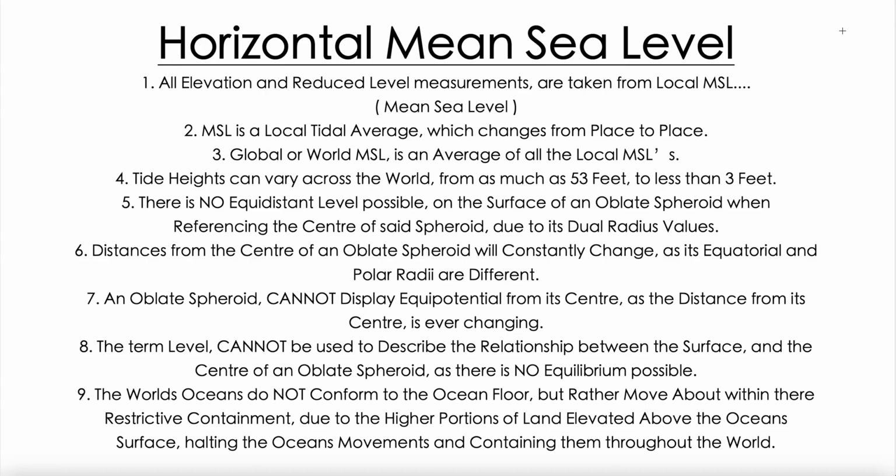So my local MSL will be different from other people's local MSL in different parts of the world, because the tides are different and there are different tide heights. Number 2, MSL is a local tidal average, which changes from place to place, as I just said. It's a mean sea level, which is an average sea level in that local area.